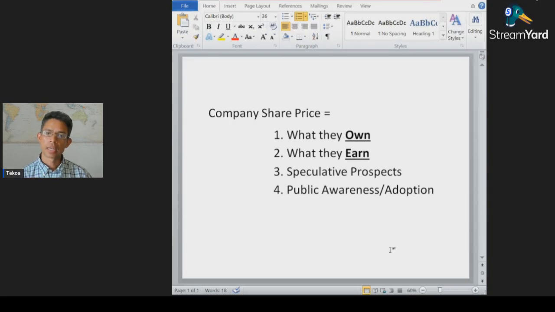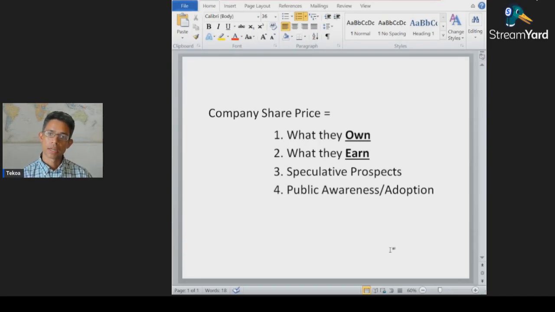And then three is the speculative prospects. A company might not own very much or anything at all. They might not earn anything or very much at all. So in that case, it may be more about the speculative prospects. Maybe they are a research and development company in the technology field, or maybe a resource exploration company. They don't own much, they don't earn much, but they may have the possibility of discovering a gold mine that could be worth billions of dollars, or registering a patent that could cure some kind of disease, which could end up being very profitable in terms of helping lots of people.